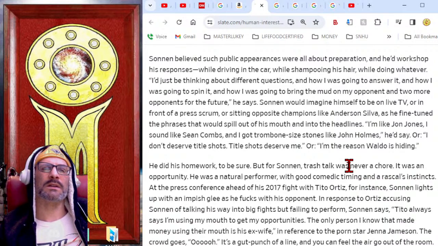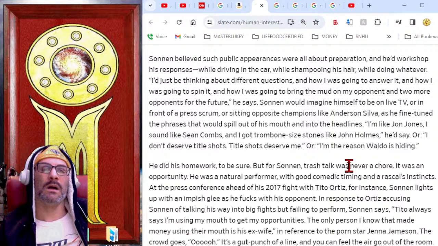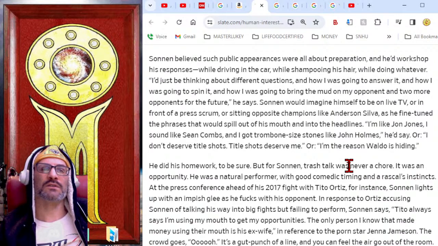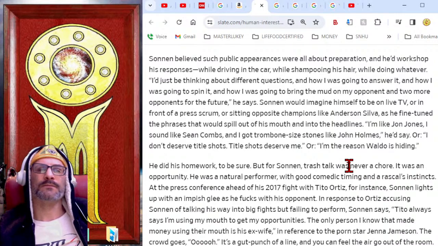Sonnen would imagine himself to be on live TV in front of a press scrum or sitting opposite champions like Anderson Silva as he fine-tuned the phrases that would spill out of his mouth and into the headline. "I'm like John Jones, I sound like Sean Combs, and I got trombone-sized stones like John Holmes." Or, "I don't deserve title shots, title shots deserve me." Or, "I'm the reason Waldo's hiding."